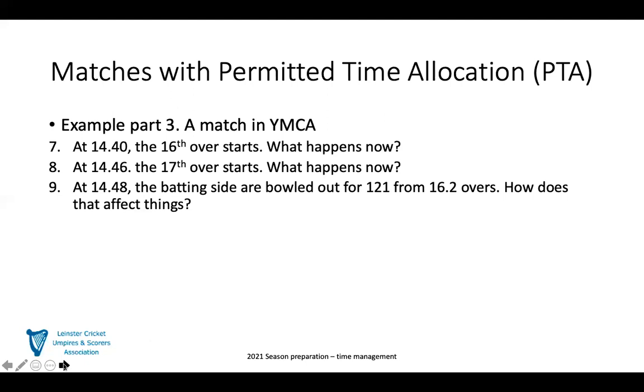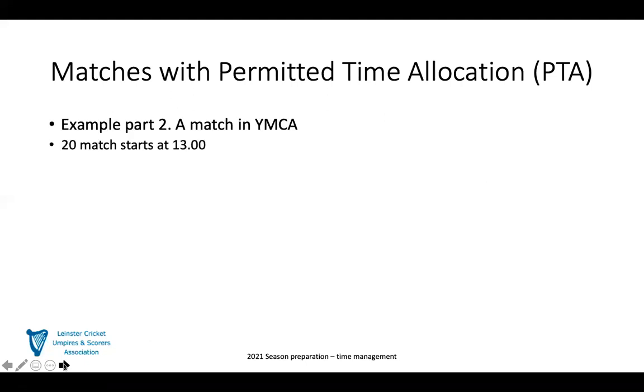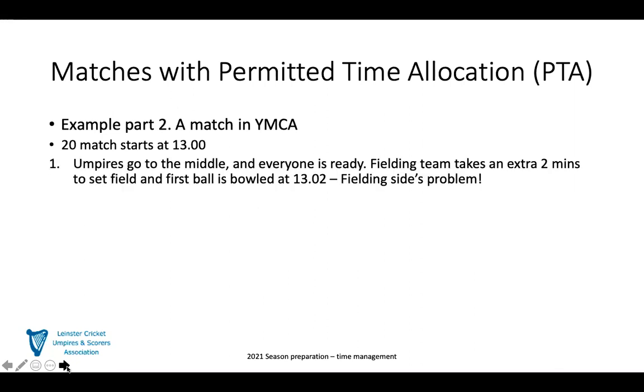Okay, guys, let's work through this example as we go and just see where we get. And please, if you have any questions, just shout them out. So a T20 match starting at 1 o'clock. Normally in Leinster, we work off 4 minutes per over, so 80 minutes for an innings. So we'd be expecting the match to finish at 14:20.